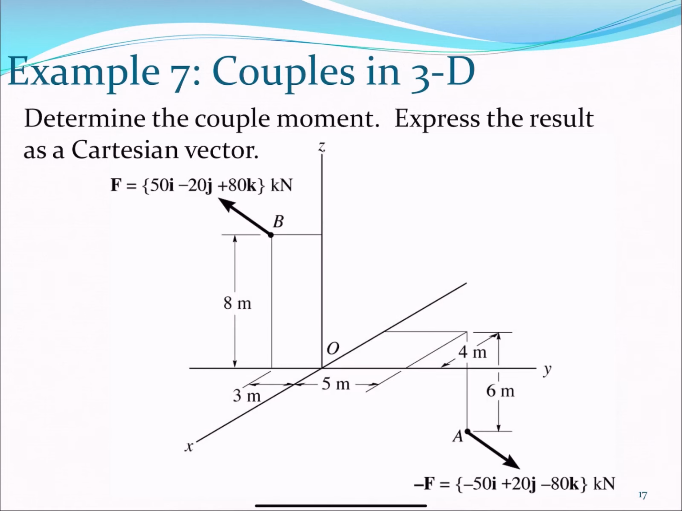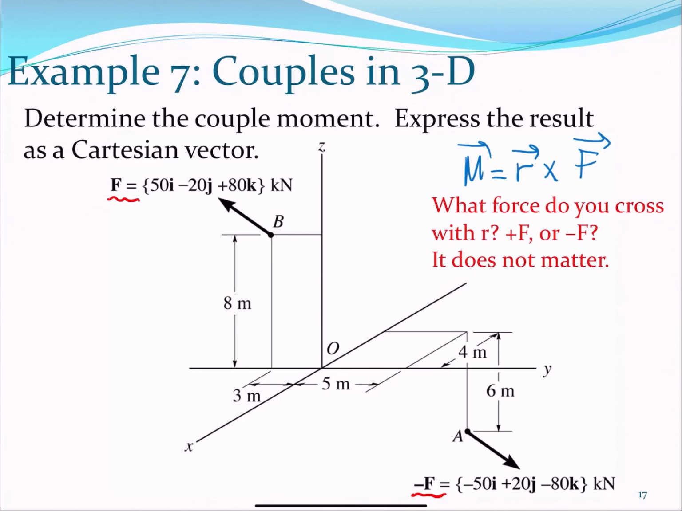For example, I have here two forces. They seem to be identical, but in opposite sense. And you see that all the components have different signs, the mirror image of the vector, right? So opposite vectors equal in magnitude, and we can shoot a position vector. Let's try to shoot, right? The moment will be r cross F. Let's define our position vector based on the force you want to use. So what force do you want to cross with r? Plus F or minus F? It doesn't matter, right? So it's wherever you want it to be.